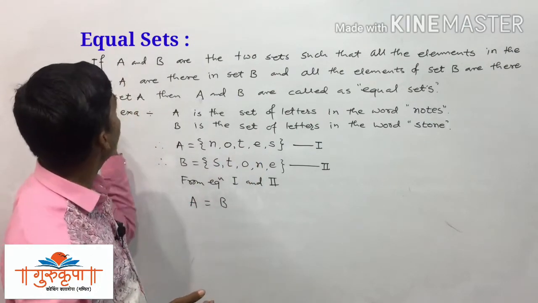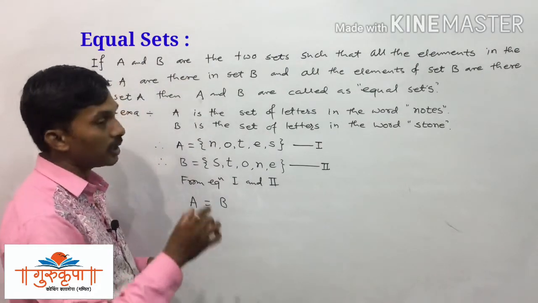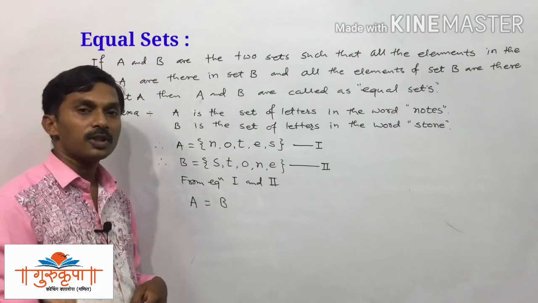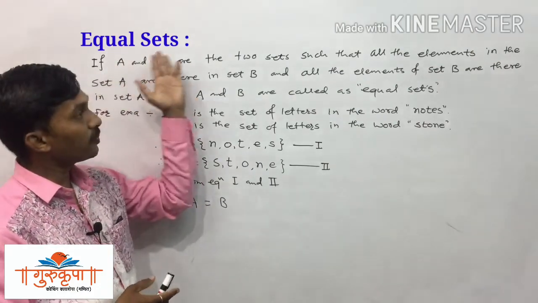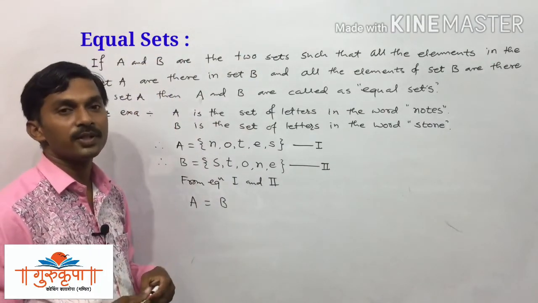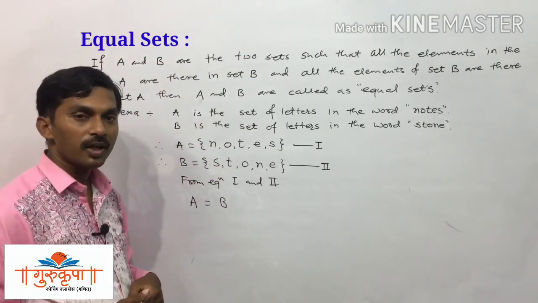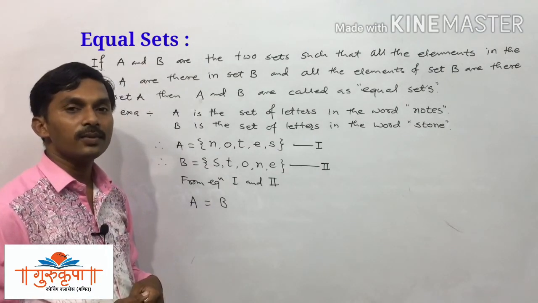So this is all about this concept, equal sets. Here we complete all the concepts before the practice set 1.2, that is 4 types of sets, and this is equal sets. 2 concepts we studied before 1.2, and now we have to study the practice set 1.2.